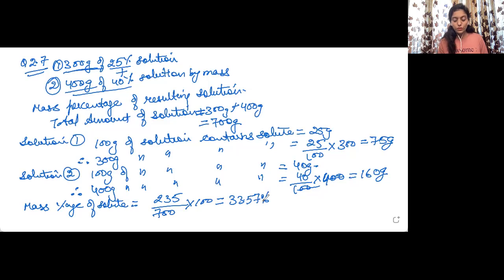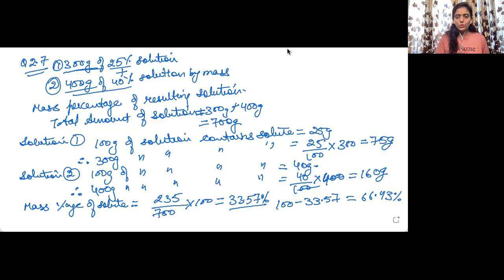And mass percentage of solvent, you can either subtract this value from 100. It will give the mass percentage of the solvent. So 100 minus 33.57, 66.43%. Or what you can do is take the total mass of the solution minus the total mass of the solute. From there you will get the mass of the solvent, then mass of solvent divided by total mass of solution multiplied by 100. Okay, so these are the two ways you can do it.